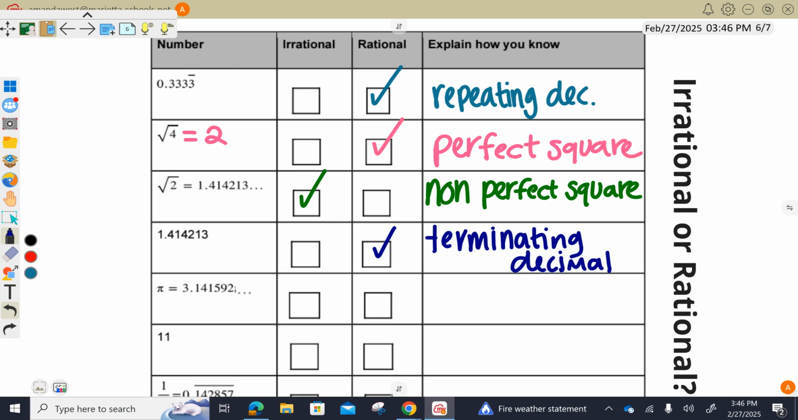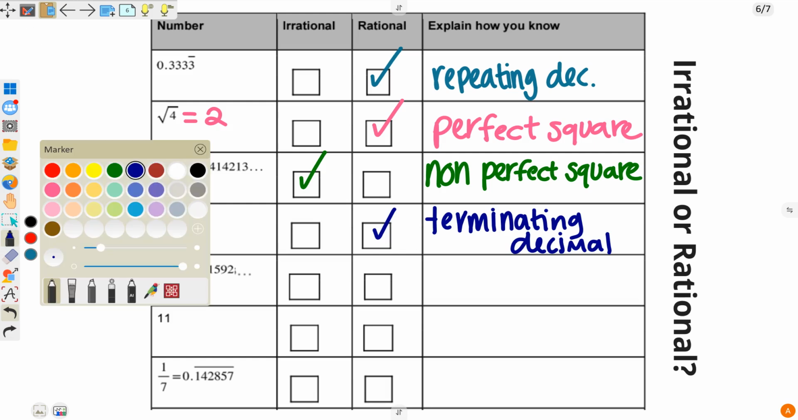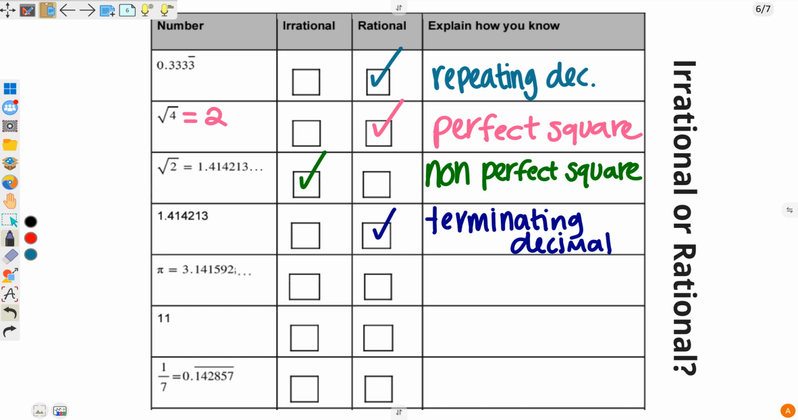So pi is our most well-known irrational number. It is non-terminating and non-repeating. There is no pattern, and yet it keeps going forever and ever. Okay?